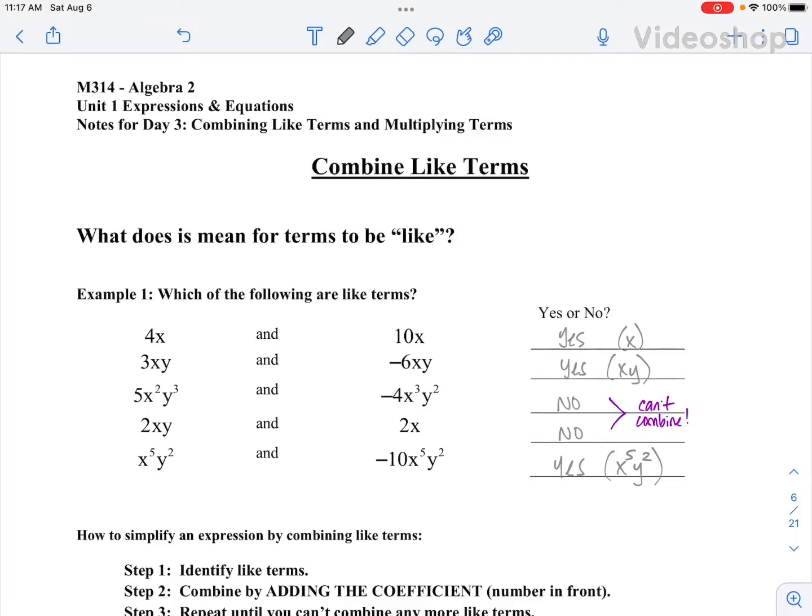All right, today's lesson is on combining like terms, and then we're also going to multiply some stuff. So I'm on notes for day 3. Check your packet. I'm going to go through example 1 pretty quickly here. I just want to define what like terms actually mean.